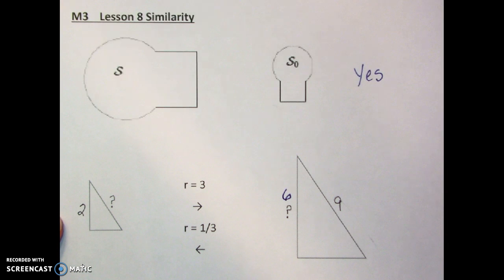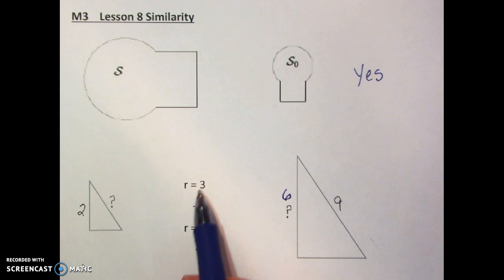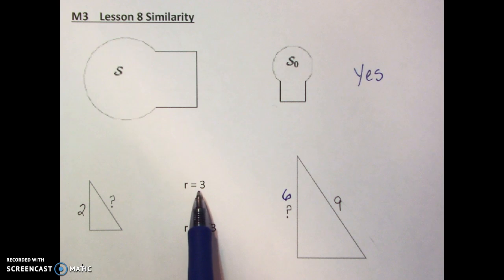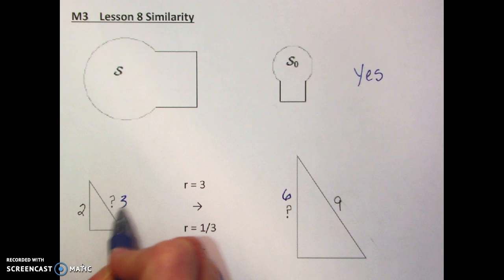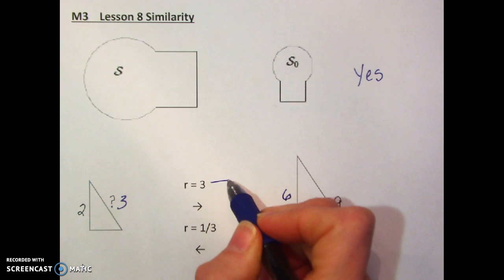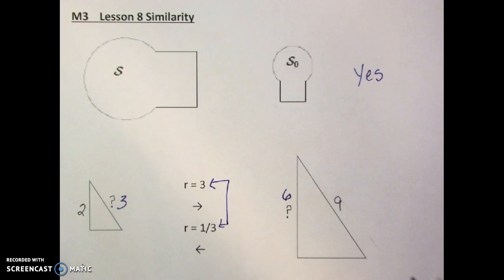Now, if I'm going the other direction, if I have my larger shape, my scale factor would be 1/3 to go backwards to the smaller shape. So going this way, if my scale factor is 3, going this way, my scale factor is 1/3. So if I take 9 times 1/3, I would get 3 for my smaller shape. These two numbers are reciprocals of each other. So we want to use the reciprocal scale factor to go the opposite direction.